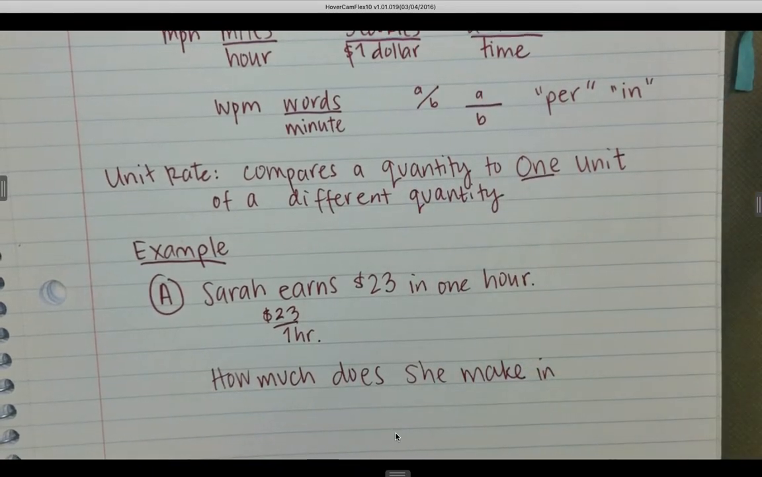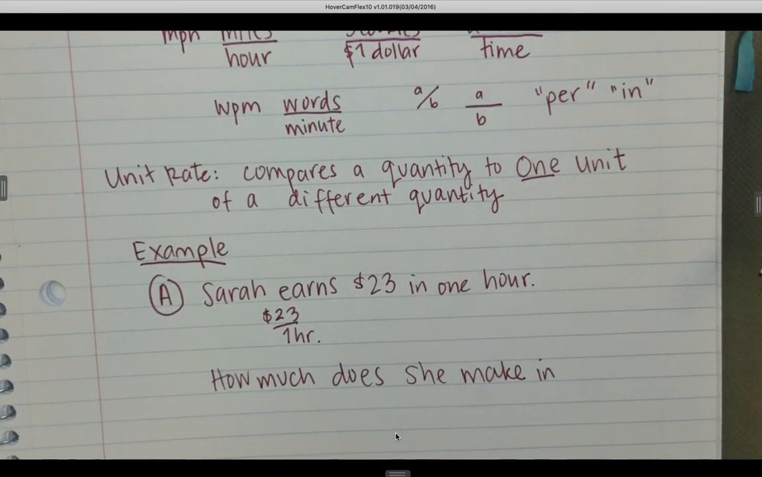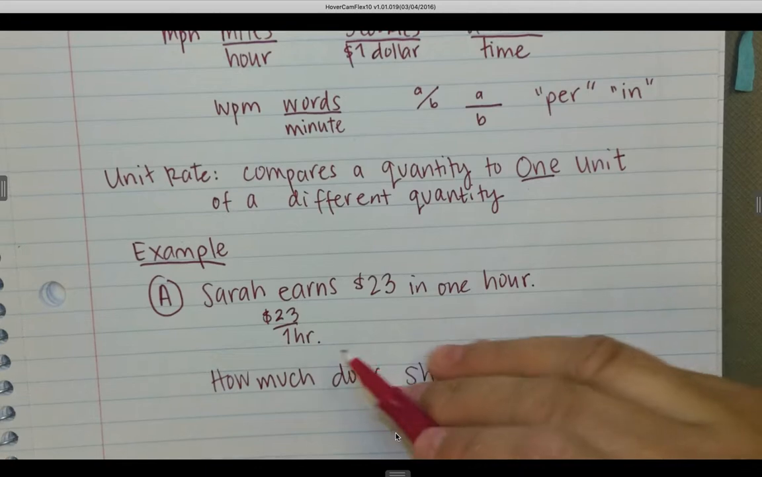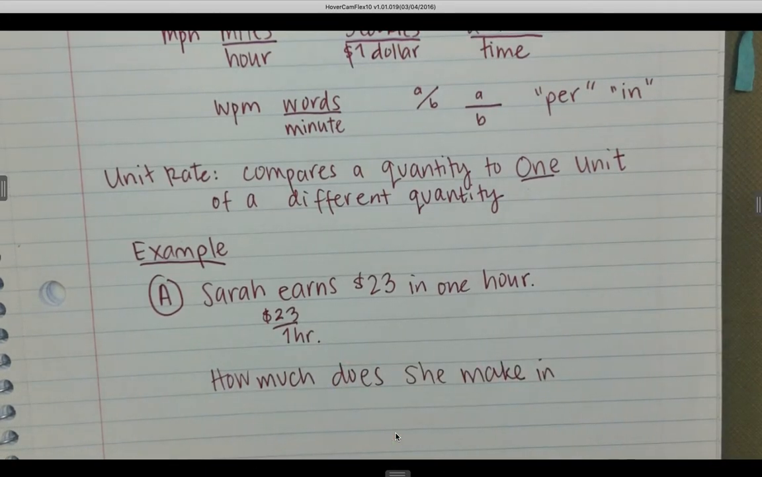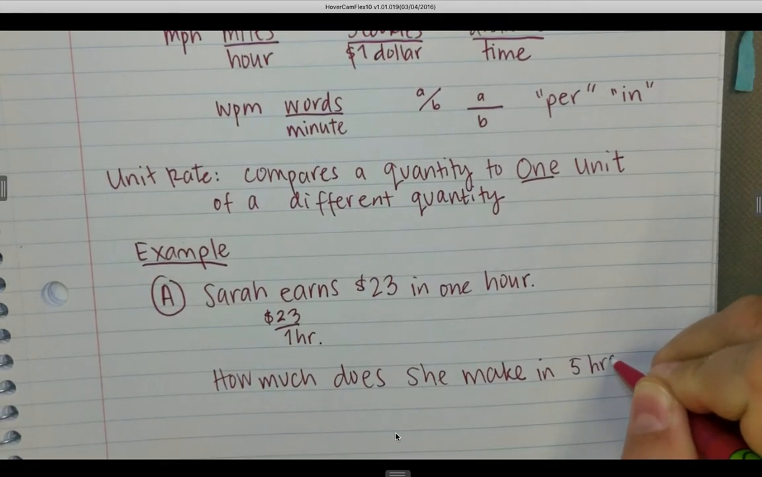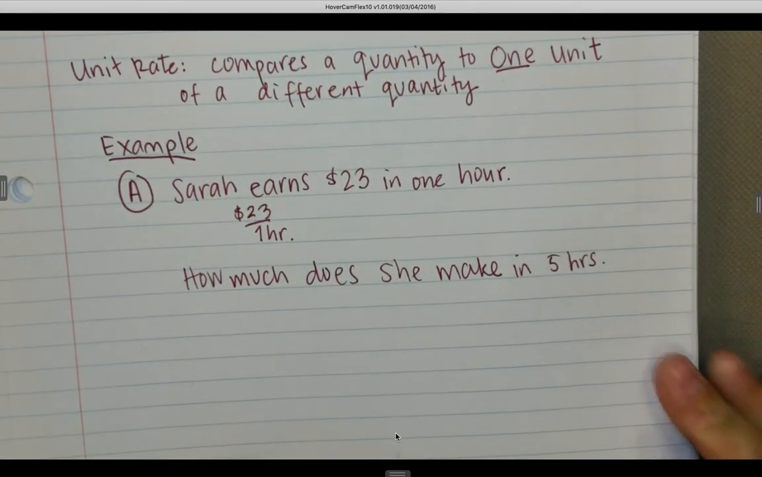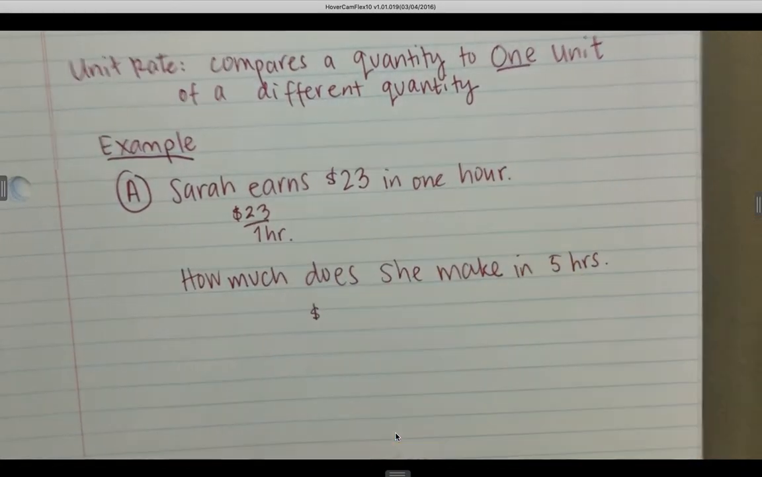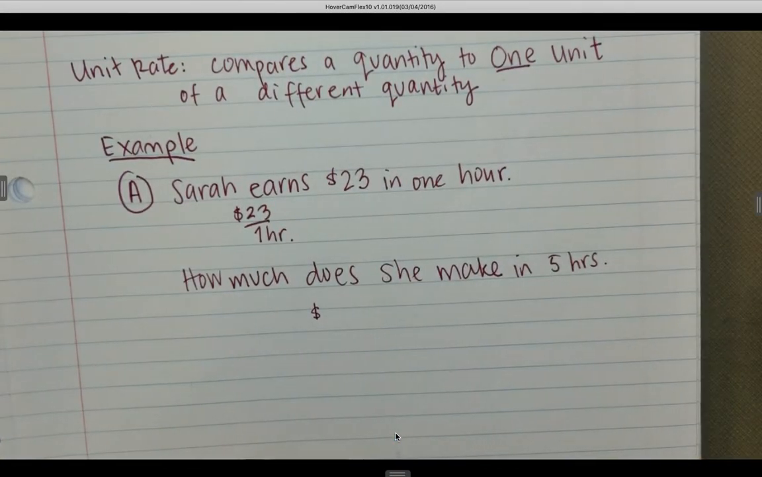How much does she make in half an hour? How much does she make in 15 minutes? How much does she make in 5 hours? How much does she make in 3 days if she works 24 hours a day? There are all kinds of questions that we could answer by knowing what the unit rate is. So I'm going to do our example problem with 5 hours, and I'm going to show you how to make it proportional. And proportional means when one side matches the other. They're in kind of like a ratio.